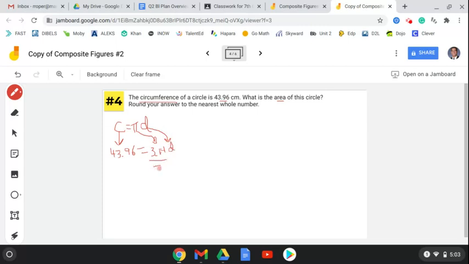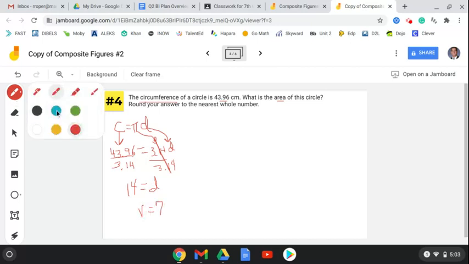Okay, let's solve for D by dividing both sides by 3.14. These 3.14s would simplify to 1 times D, which is D. And so D, the diameter, is 43.96 divided by 3.14, and I get 14. Okay, now remember, I want the area of the circle. And I know the area of a circle, I need to know the radius to find the area of the circle. So if the diameter is 14, that means the radius is 7.